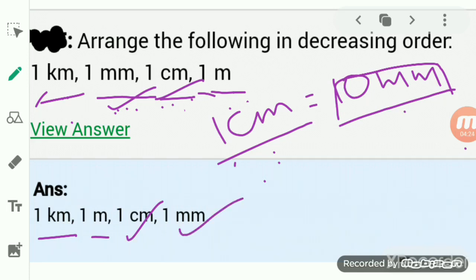Okay, so by seeing the units themselves, 1 kilometer is a multiple unit, larger than the standard unit, so it will come first. Then meter, the standard unit, so we will write here meter. Then centimeter, because although centimeter and millimeter are both sub multiples, centimeter is larger as compared to the millimeter. So we will write here centimeter, and finally the millimeter. Okay, so by this we can arrange them in decreasing order.